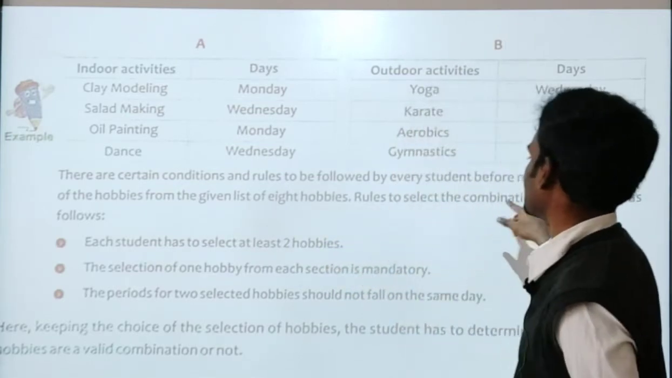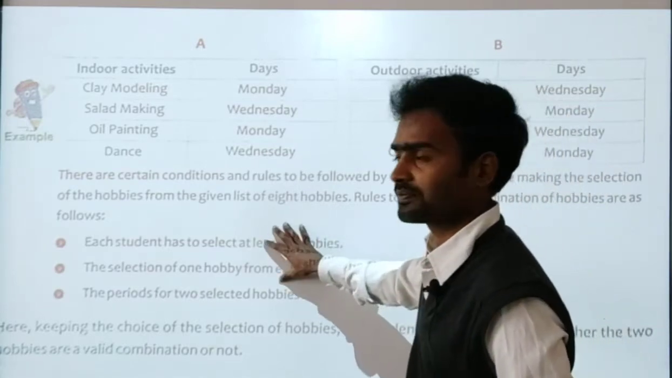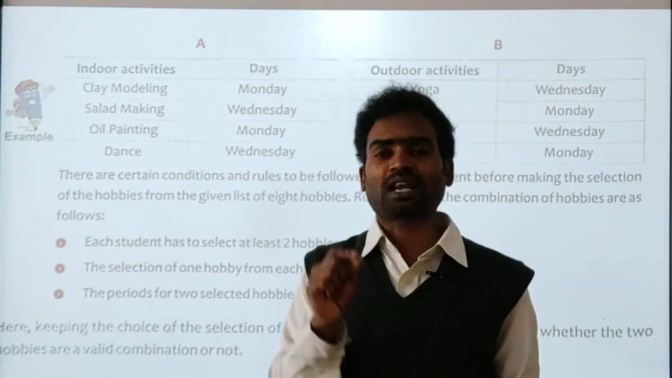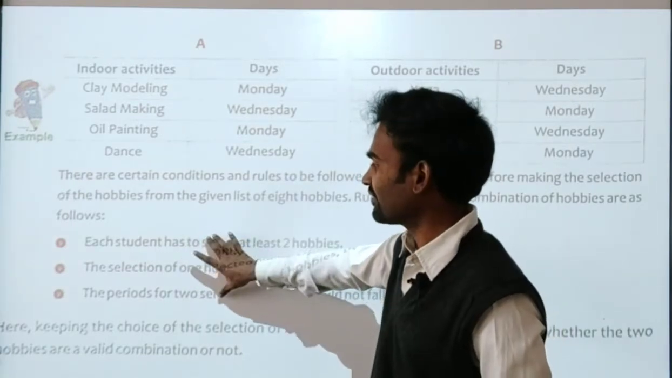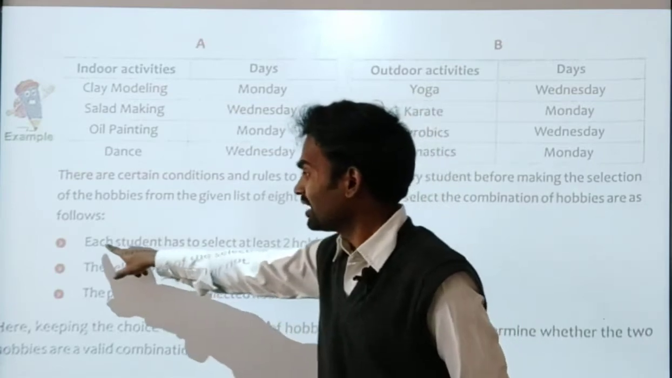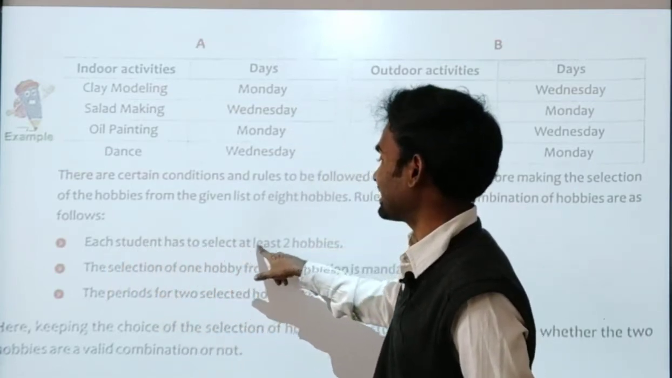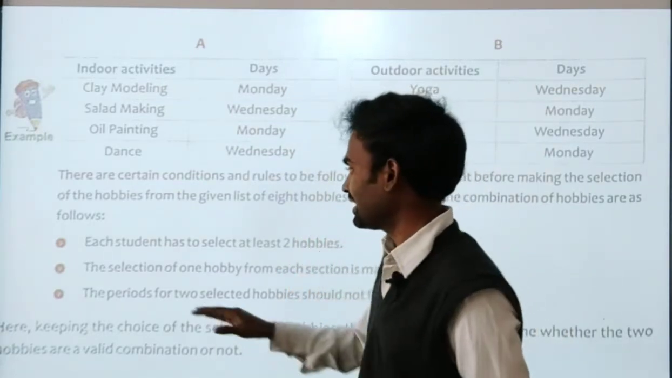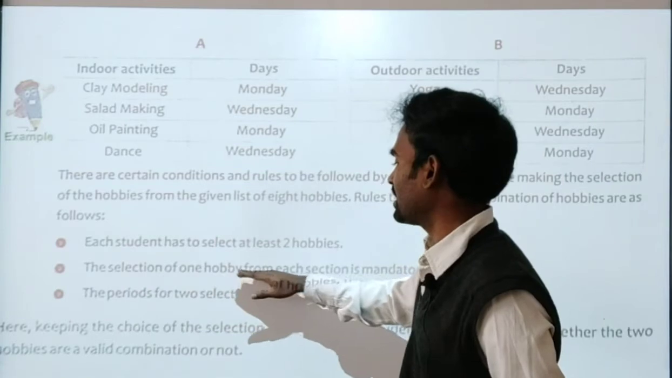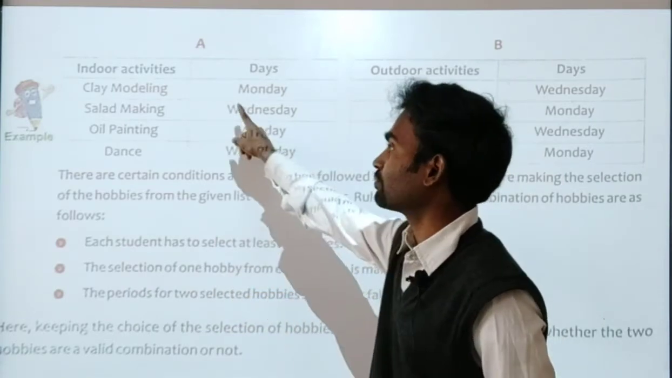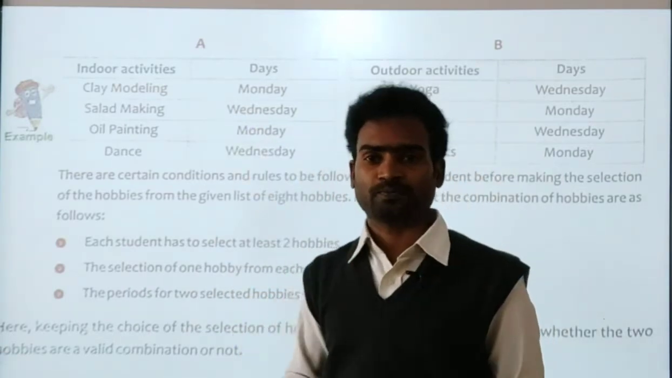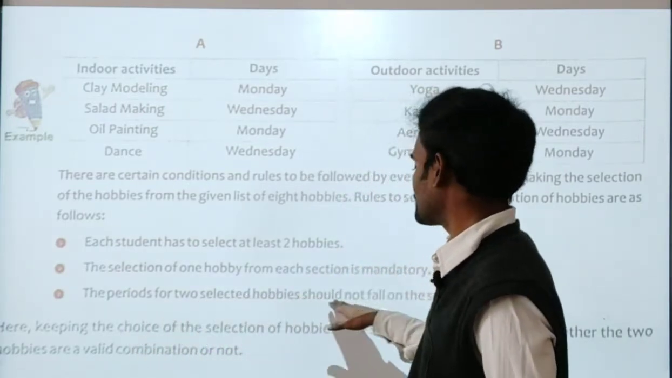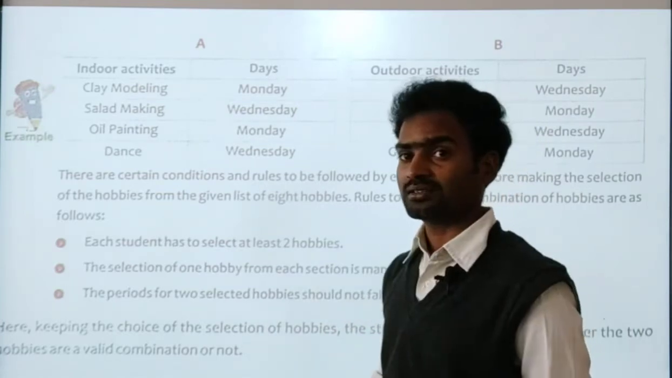Rules to select the combination of hobbies are as follows. So here we have 8 hobbies. To select them, what are we supposed to do? We have been given certain rules. Each student has to select at least 2 hobbies. And the selection of one hobby from each group is mandatory. From both sides, we have to select any one. It's mandatory. The periods for the 2 selected hobbies should not fall on the same day.